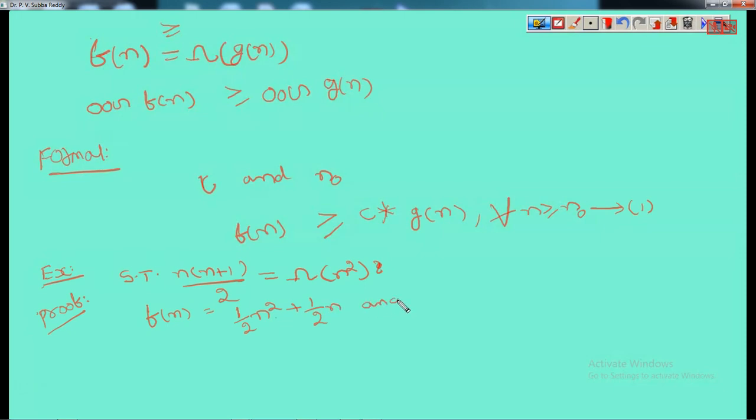And what is g of n? G of n equals n square. Now first of all, is it true or not? Yes. Why? What is the order of growth here? n square. What is the order of growth here? n square. Both are the same, which means equal to, so according to this condition, it is true. Now how to prove this? To prove this, we need to find the two constants c and n naught such that the inequality is satisfied. Then can you tell me what constants I need to choose? What f of n is, on one side I have 1 by 2.